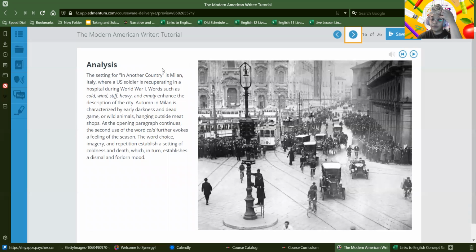So they give you a little more information about it here. A US soldier in that story is recuperating, that means recovering, getting better, in a hospital. There are words used like cold, wind, stiff, heavy, and empty. So they're describing the city with these words that have these sort of negative, big, looming, depressing ideas. If you were to describe your favorite place, it wouldn't be cold, stiff, or heavy. And that tells you a lot about how people feel about the area.